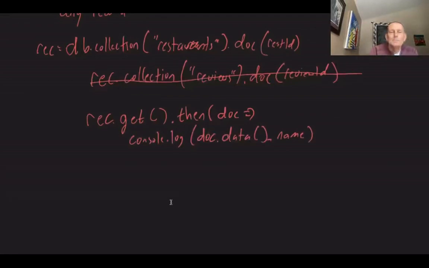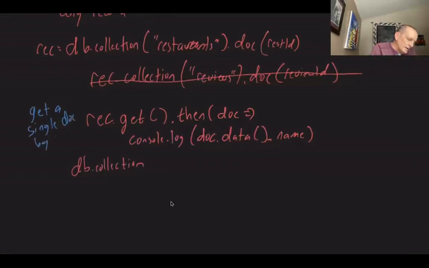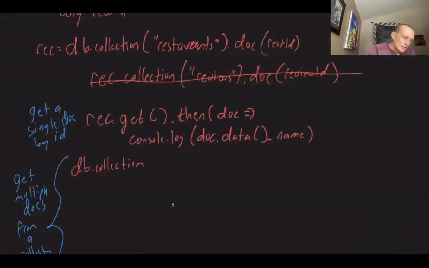Doc.data.cuisine or so on. As well as getting a particular document, you can also get multiple documents by doing a query. So we can go ahead and take a collection. Here we're getting a single doc by ID. Here we're going to get multiple documents from a collection. So we go ahead and then we do a query.